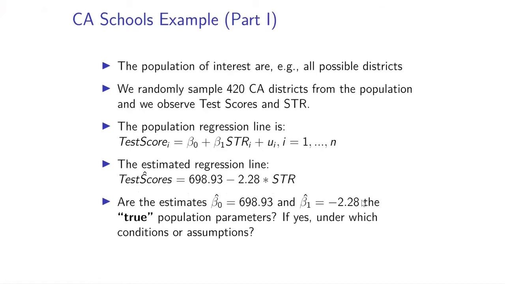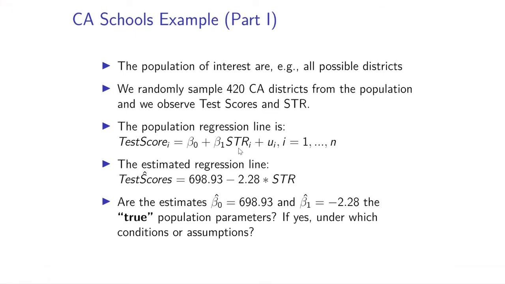In the California schools example, the population of interest is all possible school districts in California. The data sample we have used to make inferences for the population consists of 420 California school districts. For each school district, we observe test score and STR, which is a proxy for classroom size.